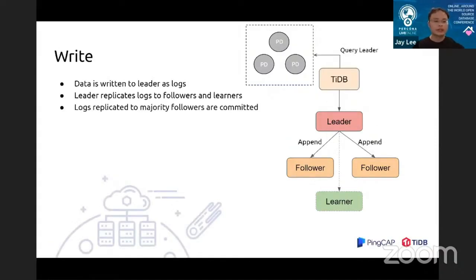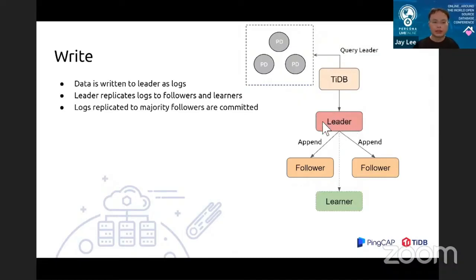When TiDB servers want to write data to a region, it will query PD for the metadata of the region first. So it will know how many replicas are available in the region and who is the leader of the region. It then sends the request to the leader. Leader will serialize the request into logs and replicate the logs to followers. If leader knows majority replicas have persisted logs to the disk, it will apply the log and return a successful response to TiDB servers.